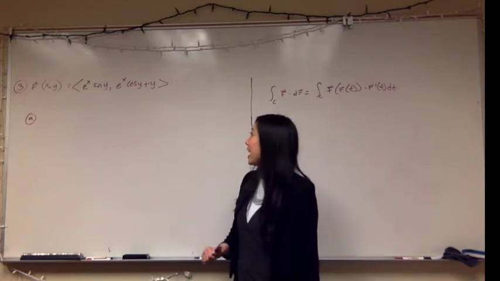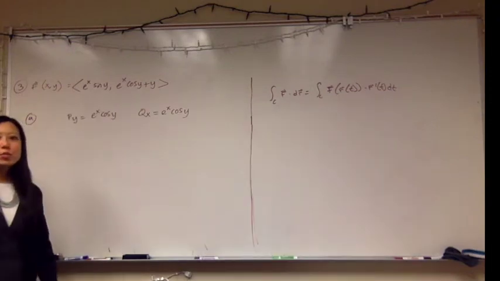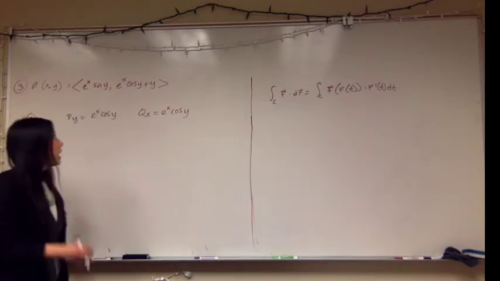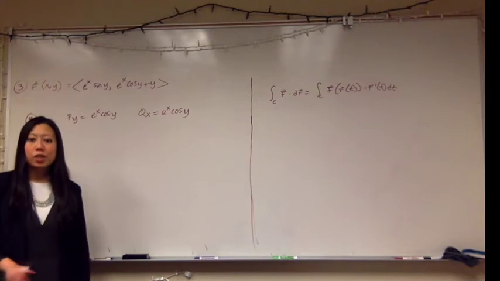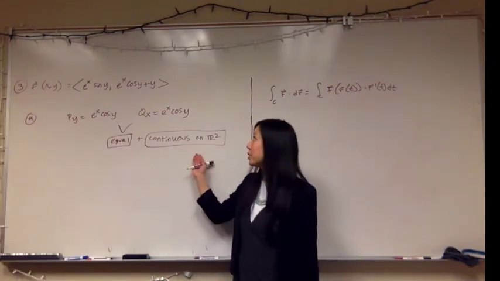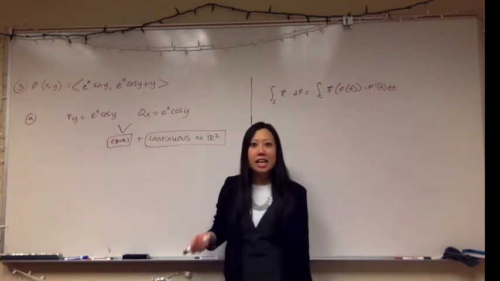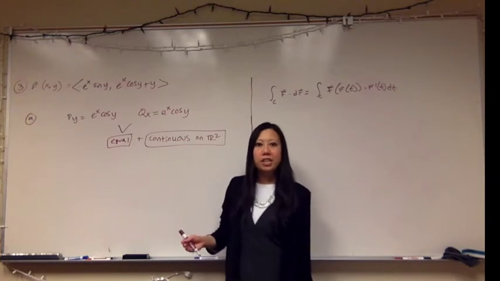So here I again want to determine whether f is conservative. I have p sub y is e to the x cosine y, and q sub x is e to the x cosine y. So they're equal. My partials are equal. They're also continuous in R2, because I can see here that the domain is R2. There's nothing I could plug into x and y to make this undefined, so the domain is R2.